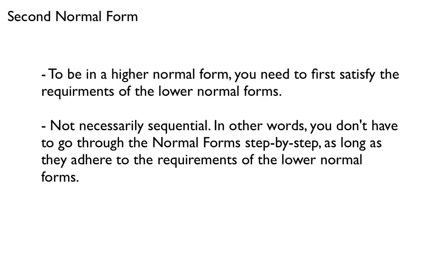Each of the normal forms cascade on one another, meaning that to be in a higher normal form, you need to first satisfy the requirements of the lower normal forms. That being said, you may end up being at third normal form on your first try, so it isn't exactly sequential or in order. It just has to satisfy the requirements of the other normal forms.